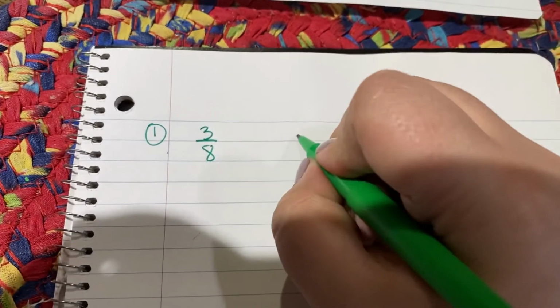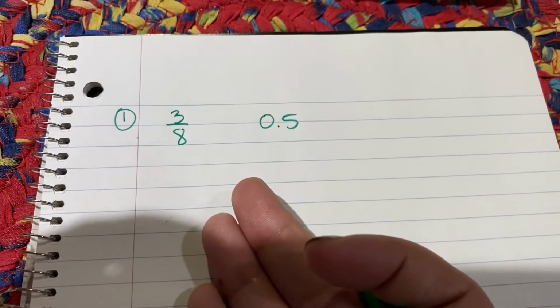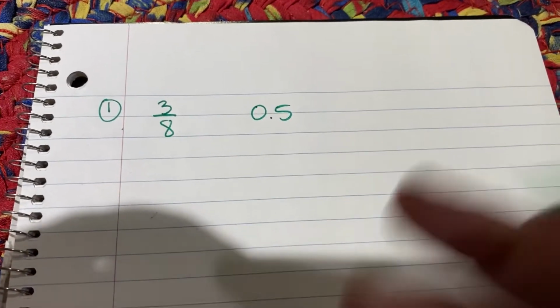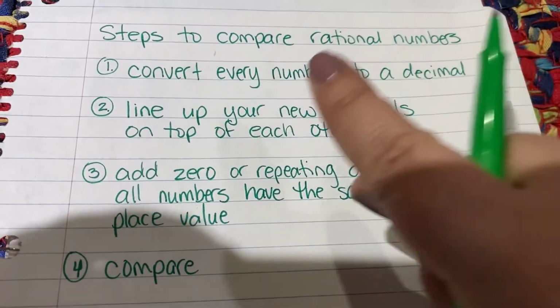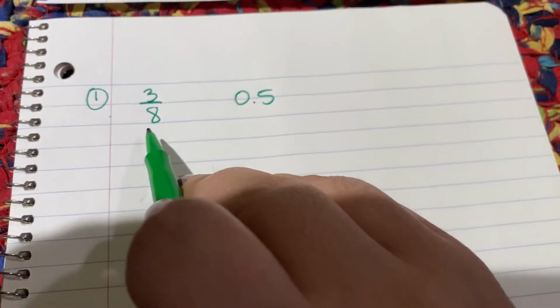3/8, and we have the decimal 0.5. And we want to compare which of these 2 values is bigger than the other. So again, as you remember from our steps that we just went over, step number 1 is to convert every number into a decimal. So one of them we already have, 0.5. The only thing I need to convert is the 3/8.